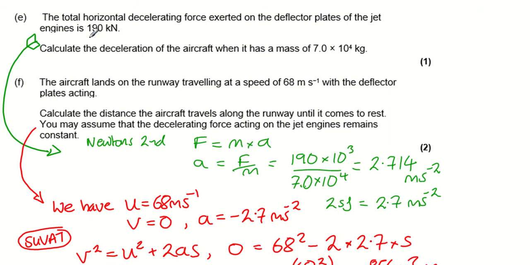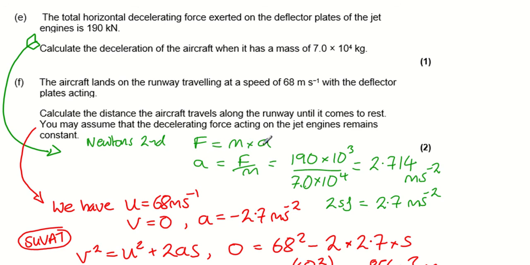Right, last couple of little bits here, I think. Yes, last couple of little bits. Total horizontal decelerating force is 180 kilonewtons. Calculate the deceleration. So, standard stuff, GCSE.